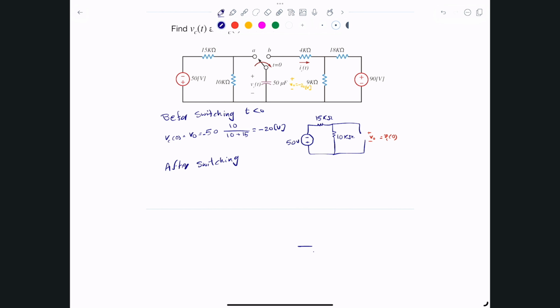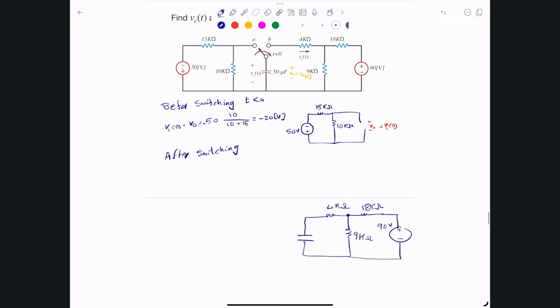So the circuit I'll have a capacitor in here, and this capacitor will be connected to a 4 kilo ohms, and then it'll be connected to a 9 kilo ohms in here. Okay, this is 9 kilo ohms, and another 18 kilo ohms in here, and this one here is plus minus, and this is basically 90 volts. All right, and that's what we have right after switching. Okay, and I'm gonna just make sure to indicate this is a 50 microfarads, and initially it will have a voltage V0 to be negative 20 volts. That's what initially it has.